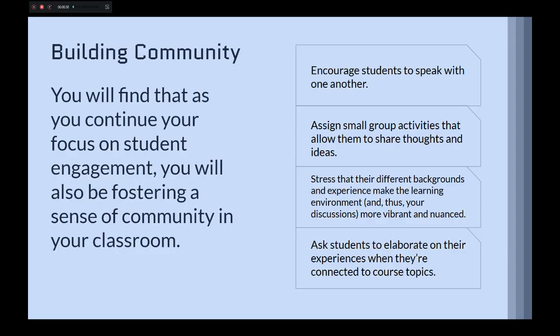Now, when we talk about building community, which I've stressed a couple different times, you'll find that as you continue to focus on student engagement, you will also start to foster a sense of community within your classroom. And we can continue to foster this in relation to our different students with different backgrounds in a variety of ways. The first being, encourage students to speak with one another. This can be rough in the beginning. Sometimes it's a little bit difficult, but assigning small group activities that allow them to do a think, pair, share, getting their thoughts out there, bonding, as it were, helps a lot.